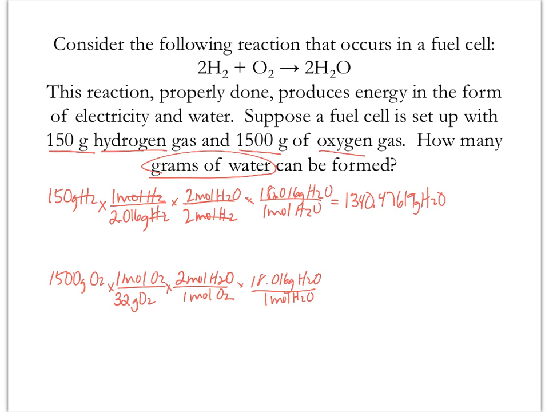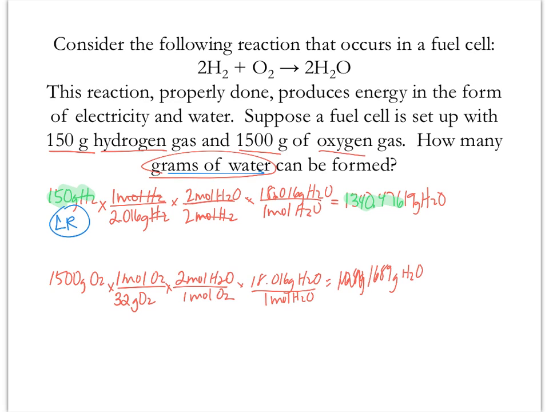1500 divided by 32 times 2 times 18.016. And that is 1689 grams of water, exactly. Okay, so looking at this answer, that tells us that because the hydrogen that I have available to me produces less water than the oxygen that I had available to me, the hydrogen is going to run out first. So the hydrogen is my limiting reactant.